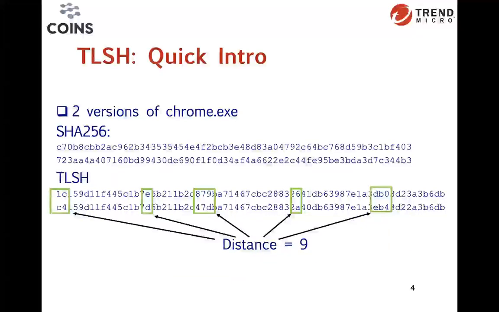When we look at the TLSH hashes, we find that there's a lot of commonality between the two hashes. We highlight in green the differences. In addition, we can take those two hashes and we can measure the distance between them. So it's a near Hamming distance that gives that distance of 9 between these two hashes.